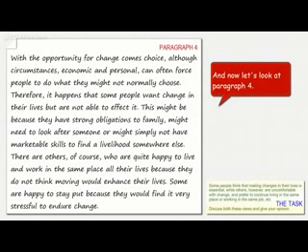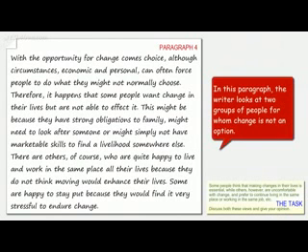And now let's look at paragraph 4. With the opportunity for change comes choice, although circumstances, economic and personal, can often force people to do what they might not normally choose. Therefore, it happens that some people want change in their lives but are not able to effect it. This might be because they have strong obligations to family, might need to look after someone, or might simply not have marketable skills to find a livelihood somewhere else. There are others, of course, who are quite happy to live and work in the same place all their lives because they do not think moving would enhance their lives. Some are happy to stay put because they would find it very stressful to endure change.